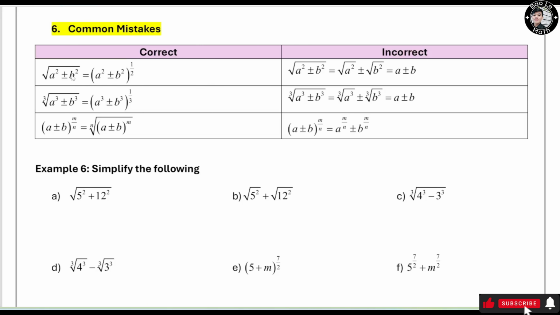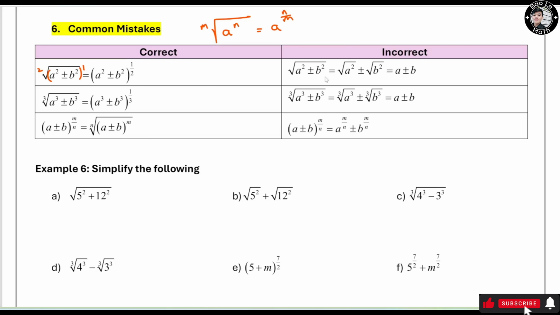We're going to talk about the common mistake. So, a lot of students make mistakes. Alright, square root of a squared plus or minus b squared. We're going to rewrite this one as a squared plus or minus b squared to the power 1 over 2. Because this is power 1, this is square root. So it can be 1 over 2 like that, right? Remember we have the nth root of a to the m is going to be a to the m over n, right? So keep that in mind.